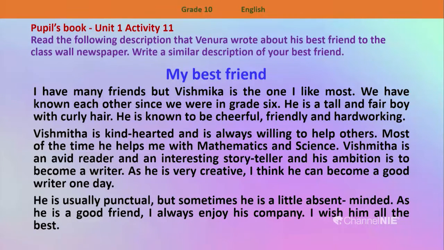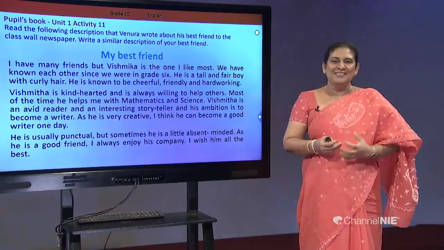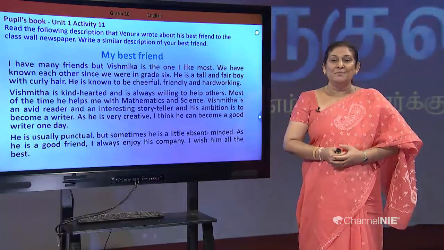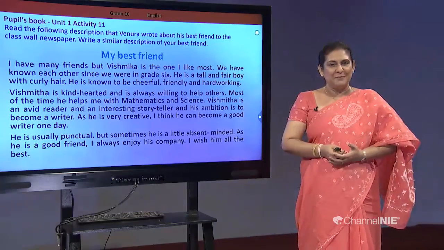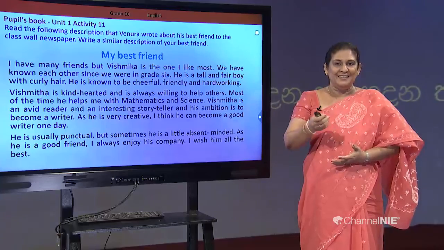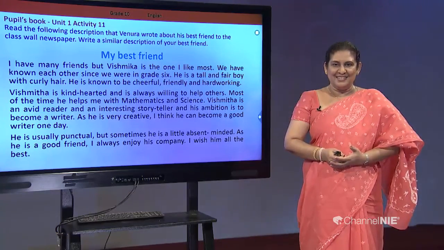So you read about somebody else's friend, and you know your friend better than anyone. So why don't you write about your friend? You can describe the physical features and the qualities and the emotions, all the things, because you're his or her best friend. Right, so let us read this description and get an idea.